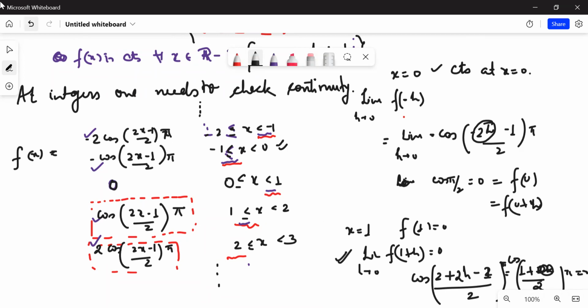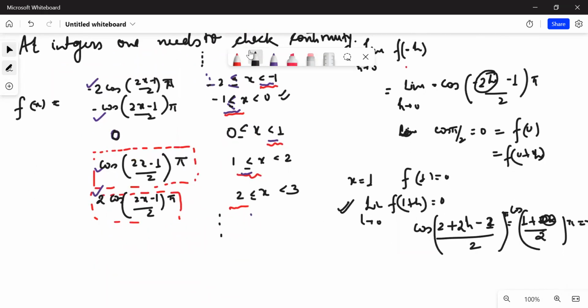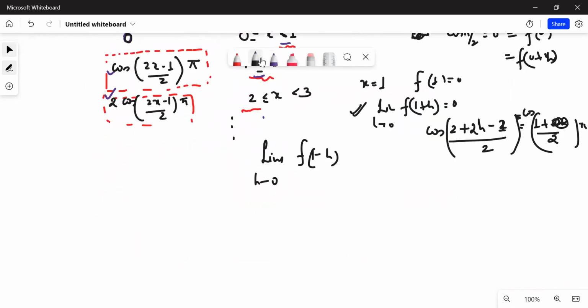So your limit h tends to 0, f of 1 plus h is also 0. Similarly, you can verify that f of 1 minus h would also be 0. That is clearly seen because for all x less than 1, your function is 0. ठीक है, ये वायलेट कलर है, ये ब्लैक कलर ध्यान से देखना है, ये इक्वलिटी नहीं है, ठीक है। सो एक आइडिया लग रहा है कि हाँ ठीक है, at integers x equal to z also f is continuous.